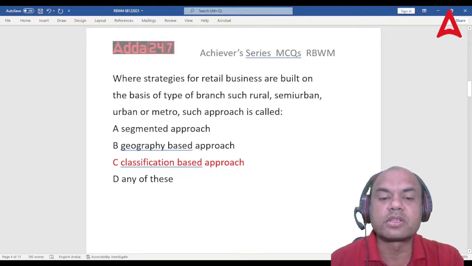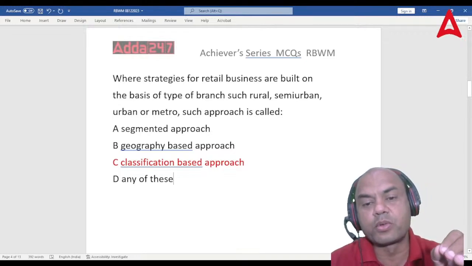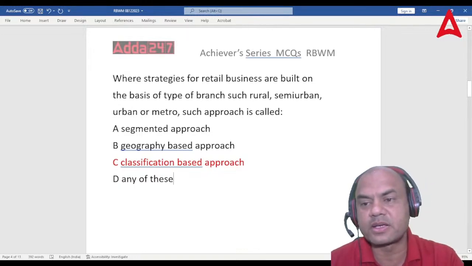So classification-based approach is where the branches are of the type rural, semi-urban, urban, metro. It is called classification type.